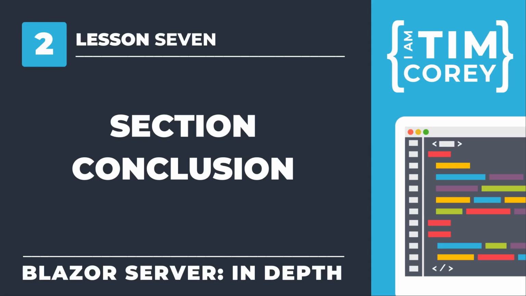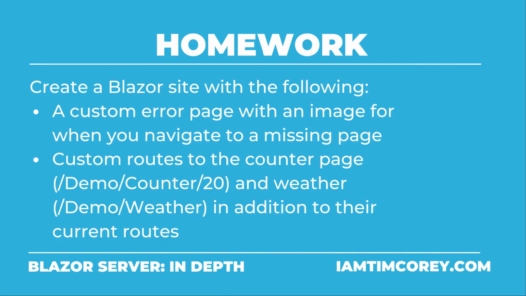In this lesson, we're going to wrap up this section by going over our homework and reviewing what we've learned. So the homework was to create a Blazor site with the following: a custom error page with an image where you navigate to a missing page. So whenever you have like /demo and it's not there, we're going to go to a custom error page that's going to have some kind of image on it. We'll probably use that same cat image.